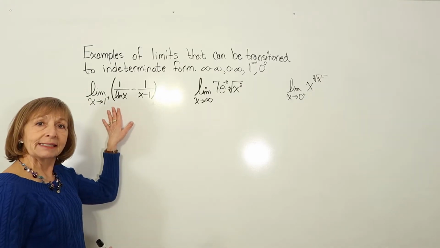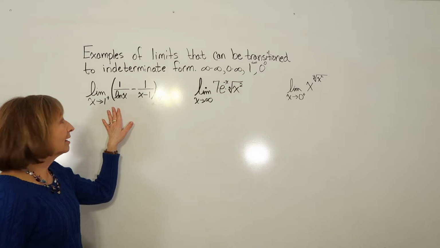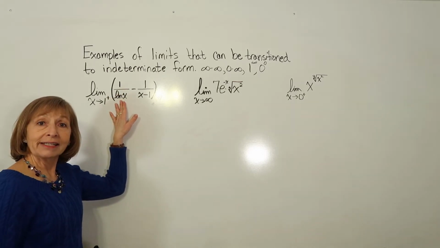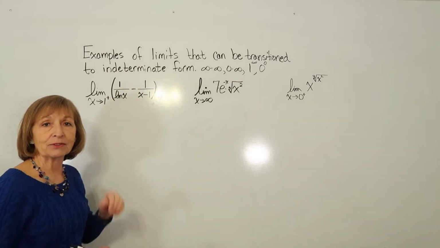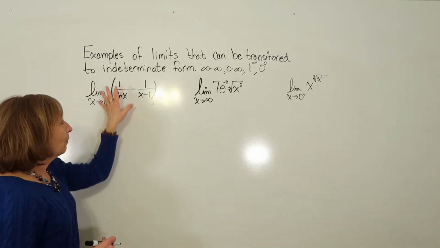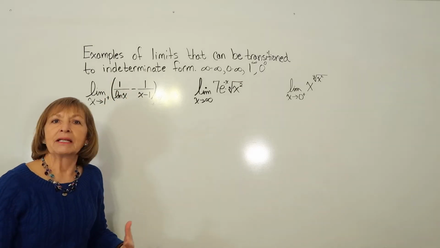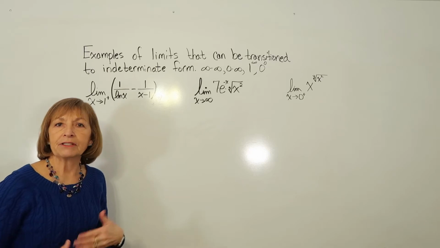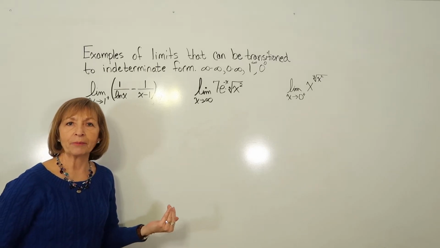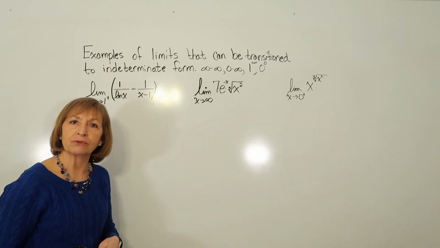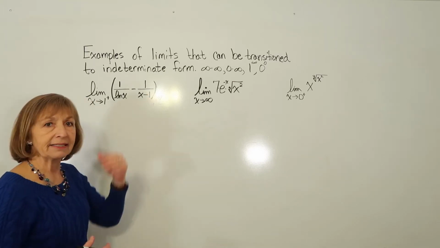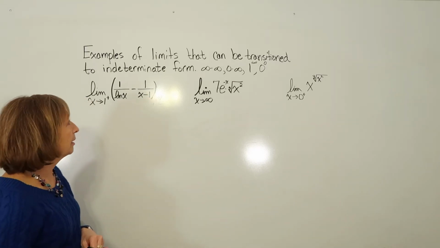So the first one is the limit as x approaches 1 from the right of 1 over the natural log of x minus 1 over x minus 1. So I want to just think about what these limits are approaching to see if it's one where I have my basic properties of limits and I can just evaluate it directly, or maybe it's one of these cases that I have to work with a little bit more.